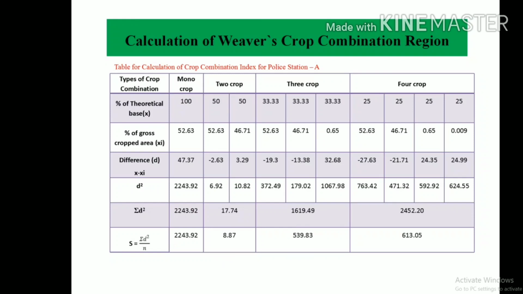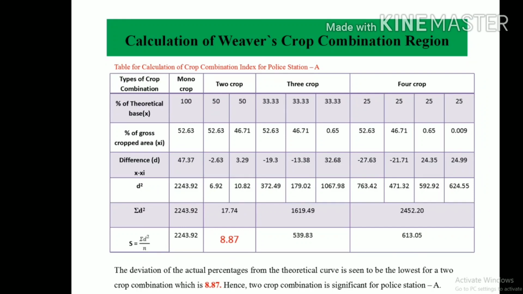Now you have to mention the significant crop in this way. The deviation of the actual percentage from the theoretical curve is seen to be the lowest for a two crop combination, which is 8.87. Hence two crop combination is significant for police station A. In the same process, you have to calculate the significant crops for all the police station.